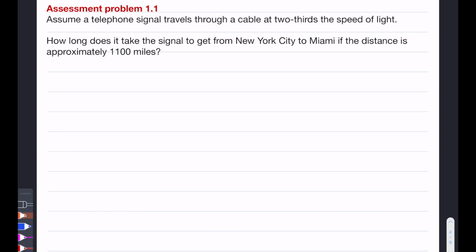And the problem says, let's assume the telephone signal travels through a cable at 2/3 the speed of light. So given that the velocity is 2/3 the speed of light, and the speed of light is a very well-known quantity, 3 into 10 to the 8 meters per second.